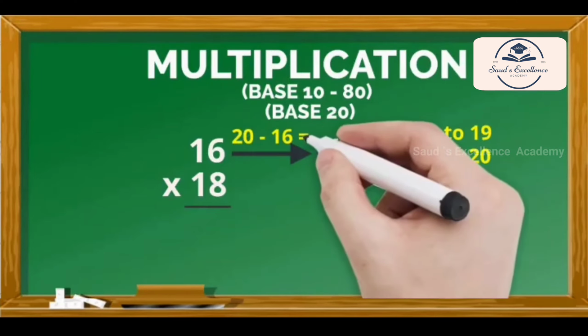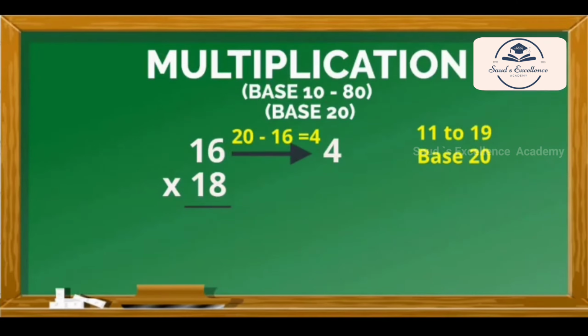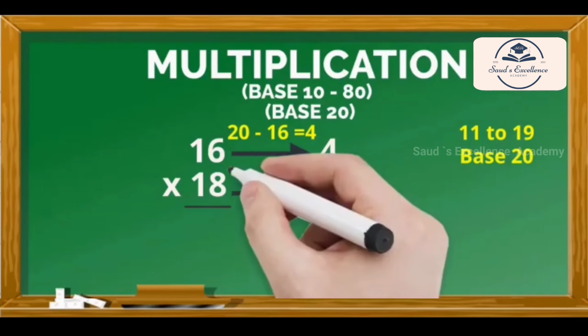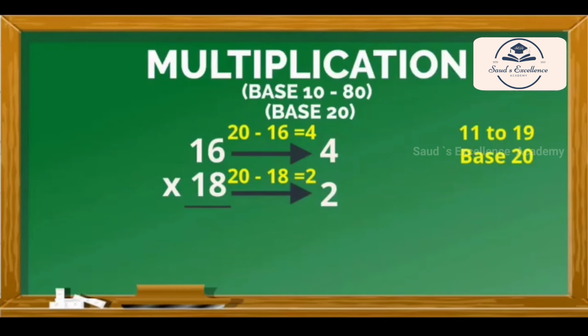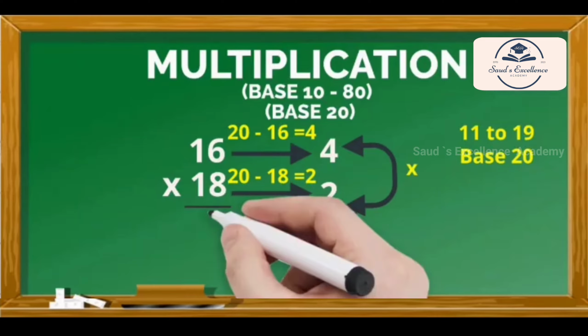First step, we subtract the first number 16 from the base 20, equal to 4. Next we subtract the second number 18 from the base 20, equal to 2. Now, we multiply both digits, 4 into 2 equal to 8. We write 8.